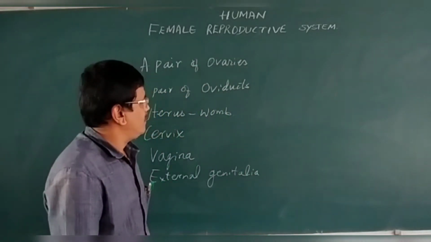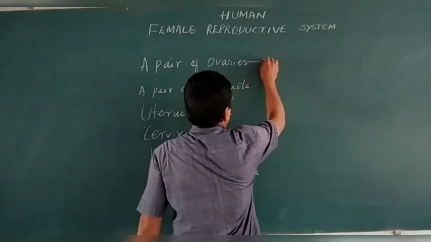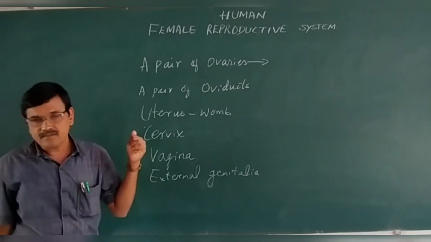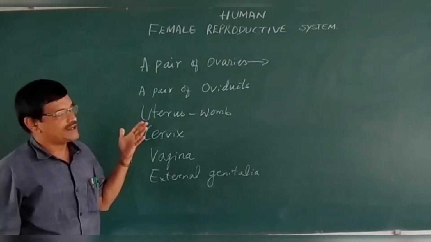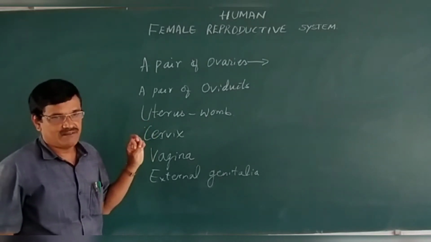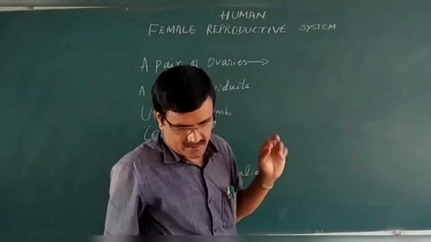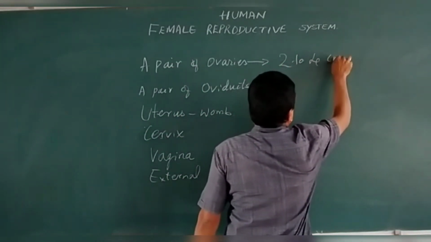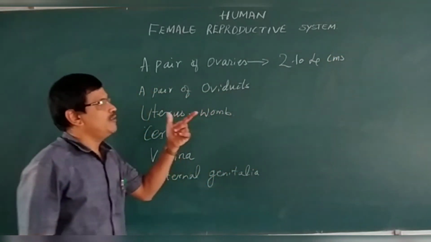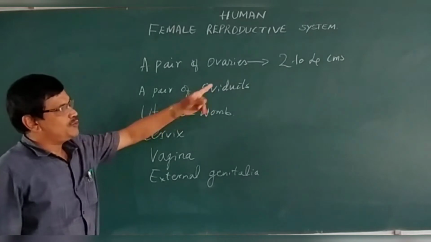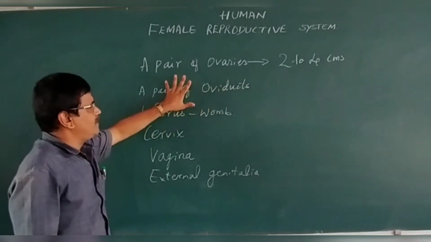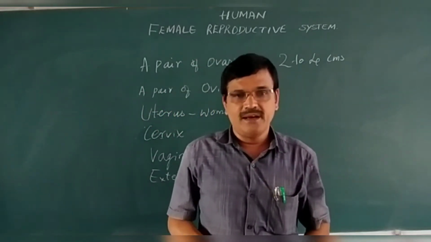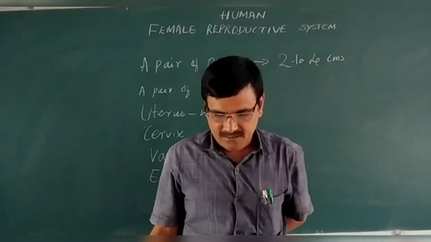Then the ovaries are the primary sex organs. Ovaries are the primary sex organs, and they are paired structures, and each measures 2 to 4 centimeters in length, and they are attached to the dorsal body wall, to the dorsal surface.